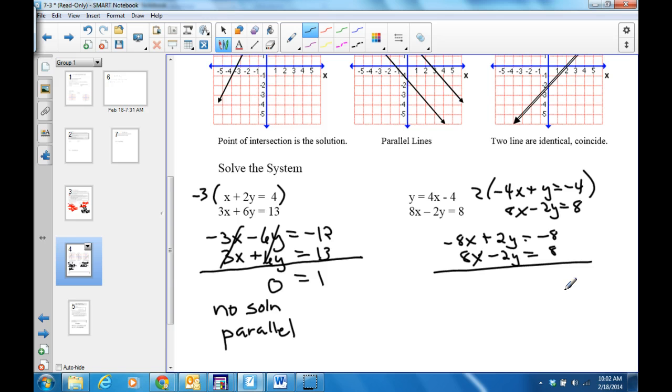What happens to everything? This cancels, this cancels, this cancels. That means I have 0 equals 0. Is that a true statement? Yeah, so that means it's the same line. It's infinite solutions. Same line. It doesn't have to be a horizontal line. It could just be the exact same line. And it also means, oh, another way you can see this is all real numbers.